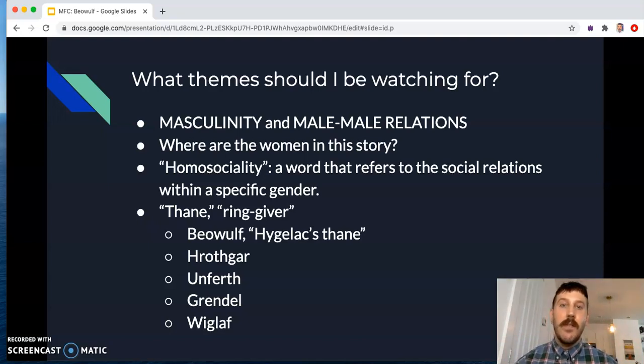Other key figures involve Unferth, who challenges Beowulf's claim to greatness and to glory. Grendel, the main villain that Beowulf first encounters. And of course, much later in the tale, Wiglaf, the figure who eventually will replace Beowulf on the throne. So be paying attention to how this text portrays masculinity and how it portrays male-male relationships with one another.